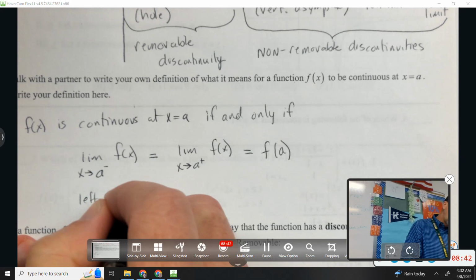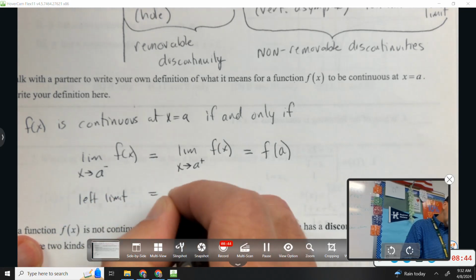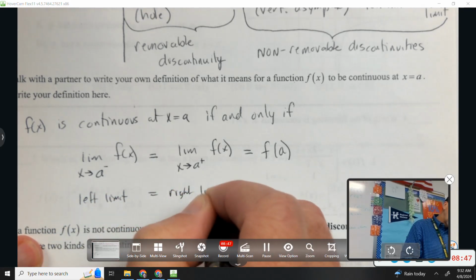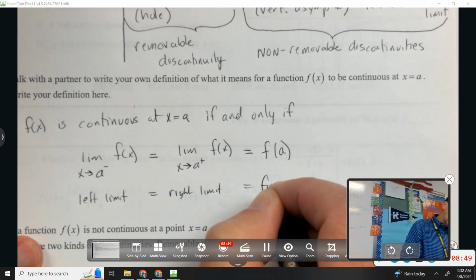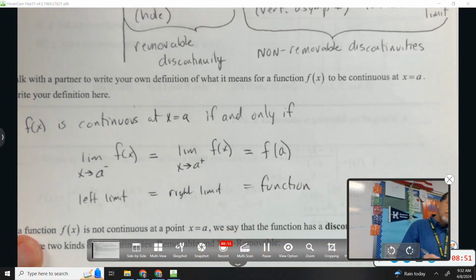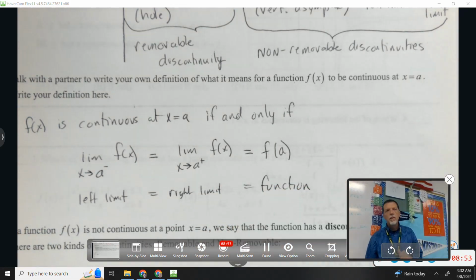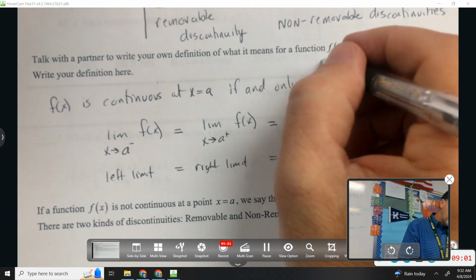So in words, the left limit equals the right limit equals the function. So as we're coming in from the left, as we're coming in from the right, and when we actually get there, if all those are the same, then you have continuity.